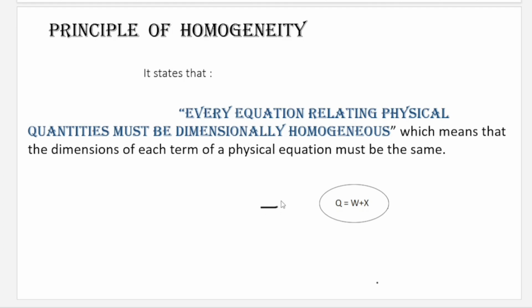For example, here Q is heat, W is work, and X is some unknown physical quantity. What is the dimensional formula of Q? It is heat energy, M L^2 T^-2. Work is also M L^2 T^-2. So X should also be M L^2 T^-2. Then only we can use the principle of homogeneity for this, which states that all the terms of a physical equation must be the same. Q, W, and X must be the same.